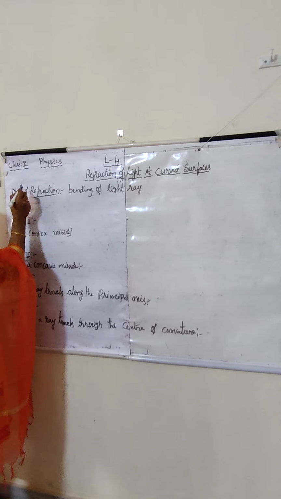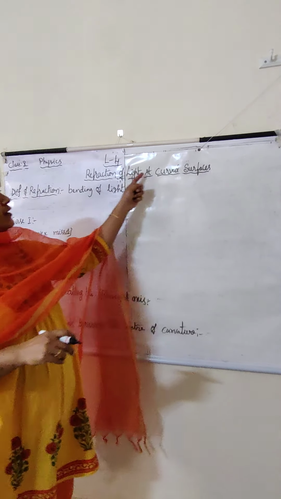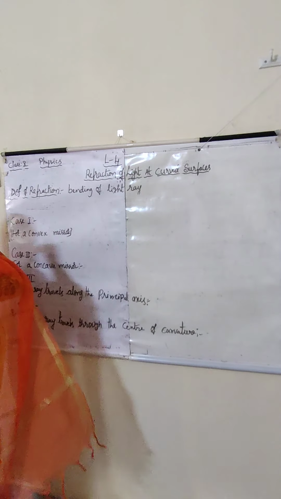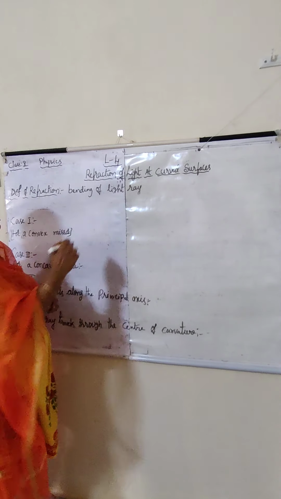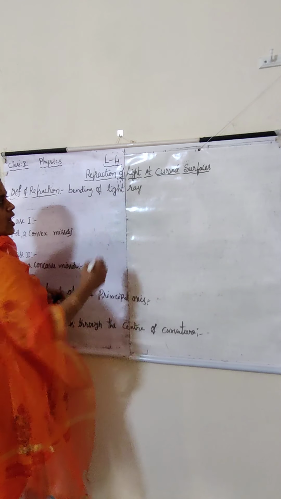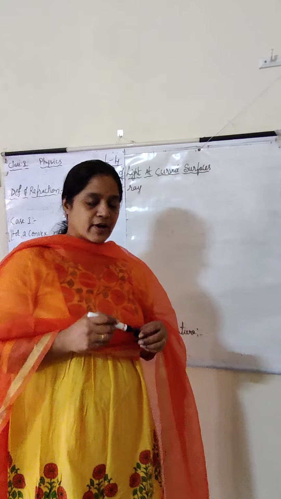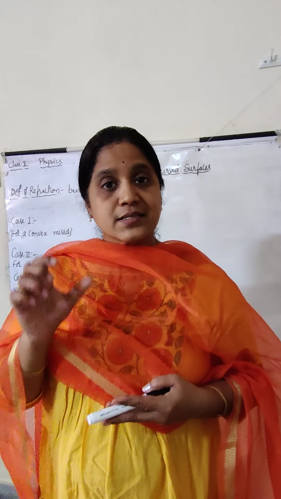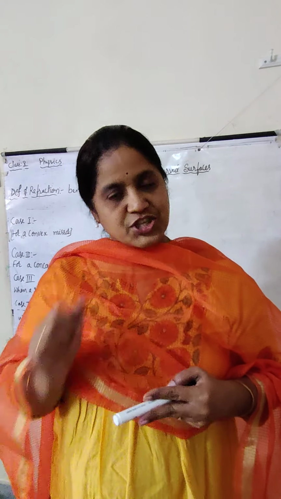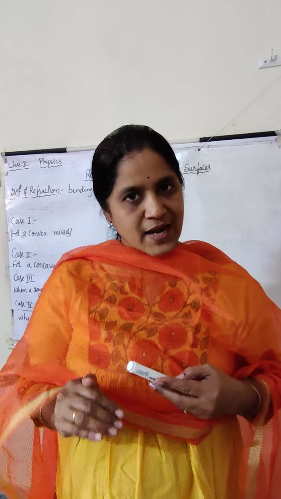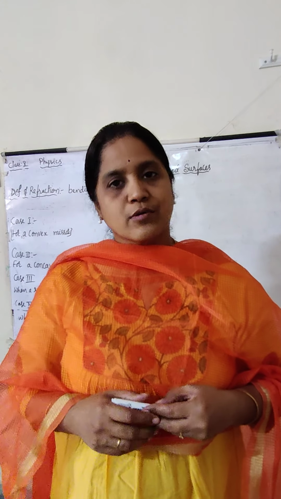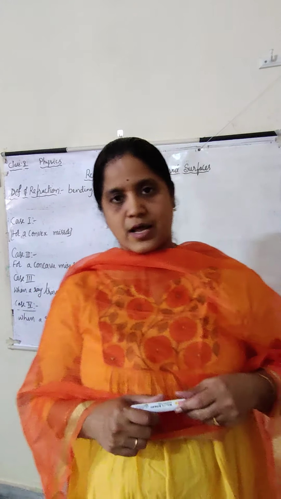Here is the refraction of light at curved surfaces. Now, what is the definition of refraction? The bending of a light ray when it travels from one medium to another medium, where the speed of the light changes. Due to that, it bends and travels. This is known as the refraction of light.